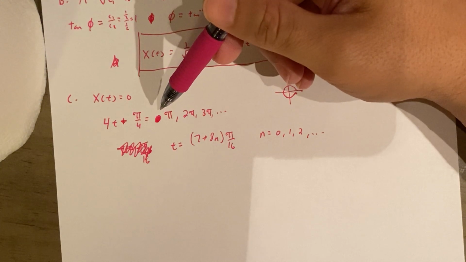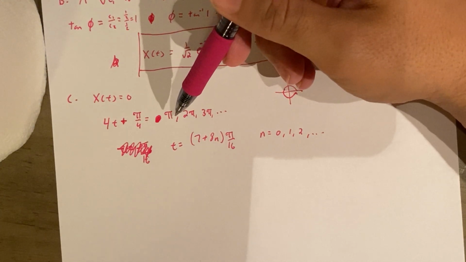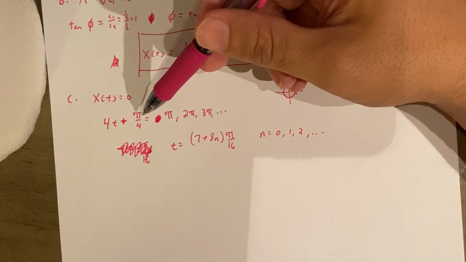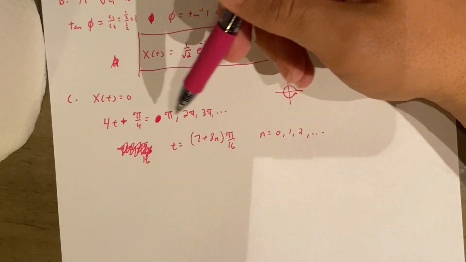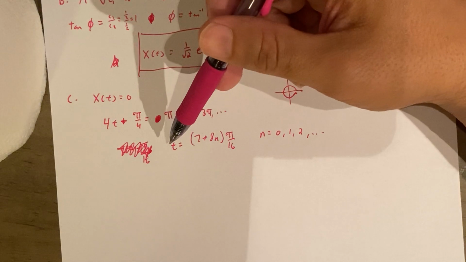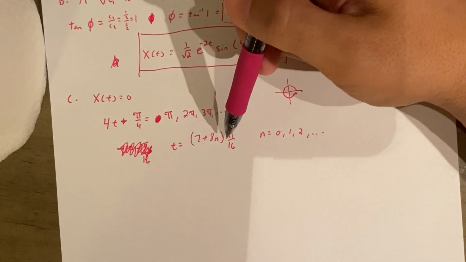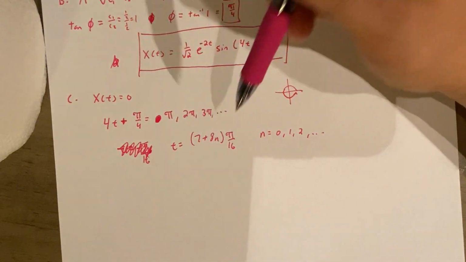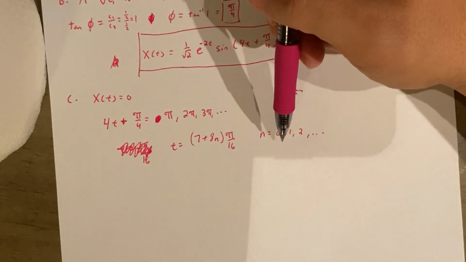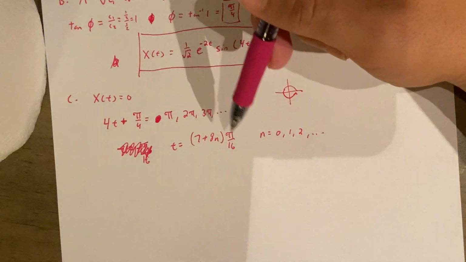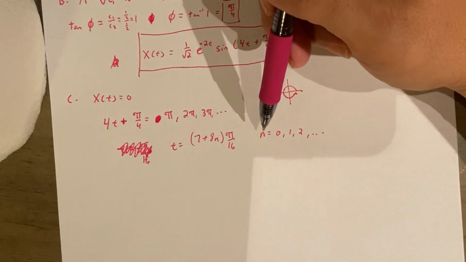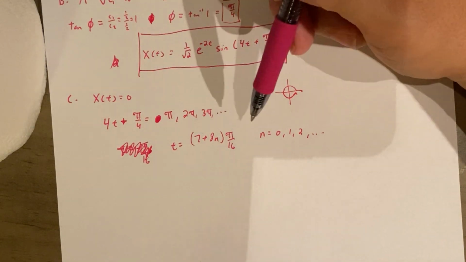And then we want to find the next time after 7 pi over 16. Because we have pi over 4, every period is going to be done by 8, so that's why it's 8n. So t is equal to 7 plus 8n times pi over 16. This will give us our 2 pi. The next one will give us our 4 pi, our 6 pi, our 8 pi. The reason we want all those evens is because we want it when the position is heading downward.